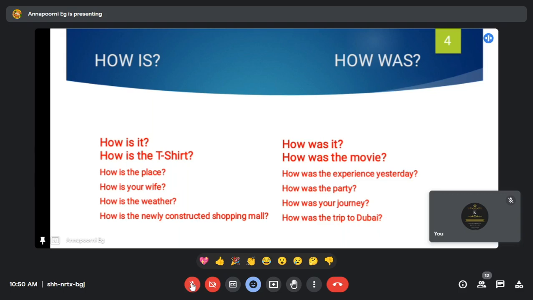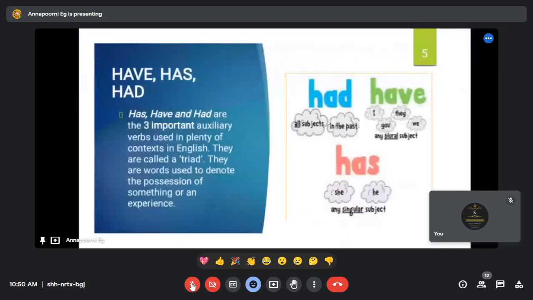So moving to the next part, we are beginning with has, have and had. This is the main part which we have to cover today. Have, has and had, or I can tell has, have and had. Whichever is comfortable for you, you can remember like that. Has, have and had, that is how we tell. They are the three important auxiliary verbs used in plenty of contexts in English. These three verbs are called helping verbs.